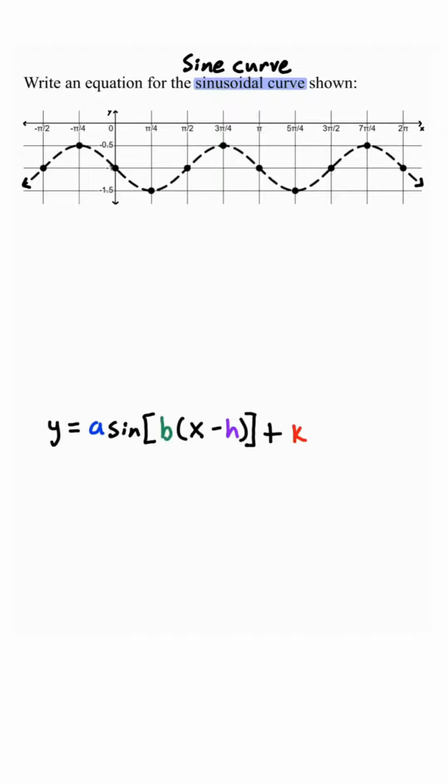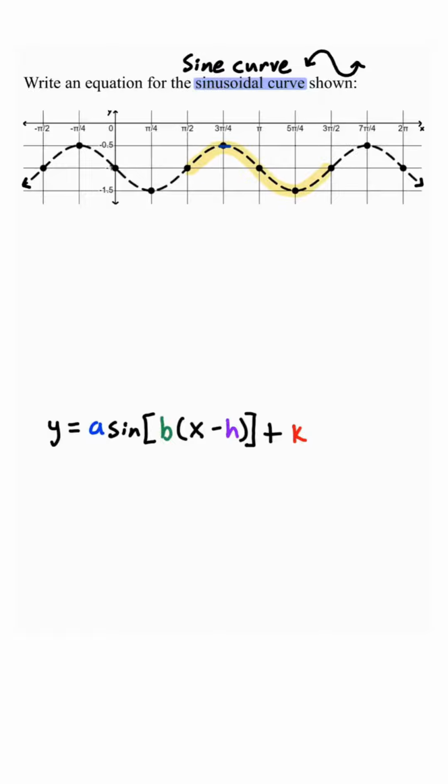Write an equation for a sinusoidal curve shown. A sinusoidal curve is a sine curve. The equation for this will be the sine equation right here. A standard sine curve will look something like this. Now we're going to find it on our graph, and we'll have this highlighted yellow part.